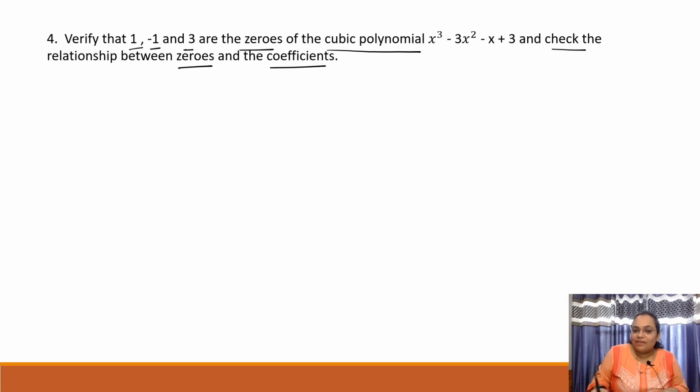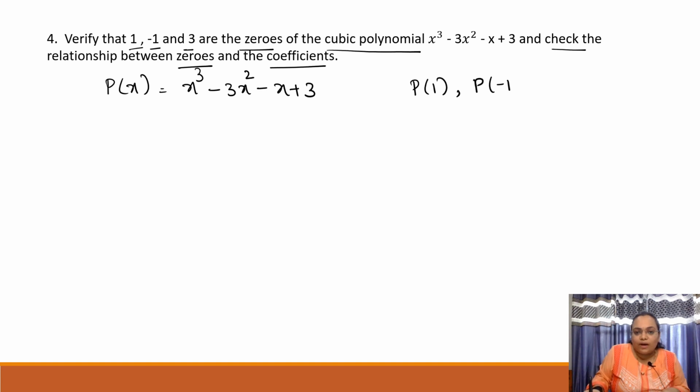Now they have given the cubic polynomial. What is the cubic polynomial? P of x is equal to x cube minus 3x square minus x plus 3. So what are the zeros they have given? They have given 1, minus 1 and 3. So we need to see if P of 1, P of minus 1 and P of 3 are the zeros of this cubic polynomial.